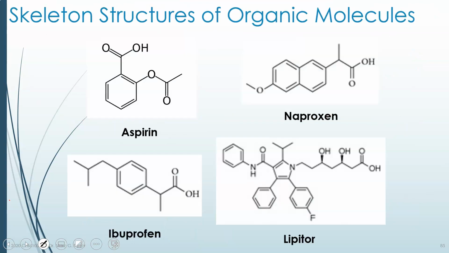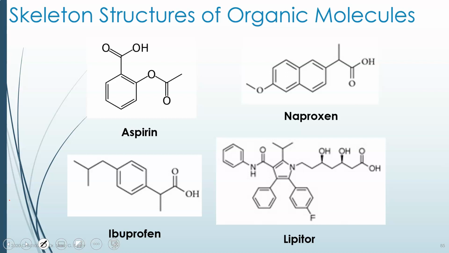So let's look at some skeleton structures of molecules you've heard of. Aspirin, naproxen, also known as Aleve. This is the drug Aleve from Procter & Gamble, originally invented by a company called Syntex, which is no longer with us. Ibuprofen, which goes by a number of names, including Motrin. And then Lipitor, a drug used to treat high cholesterol. So we have these molecules.